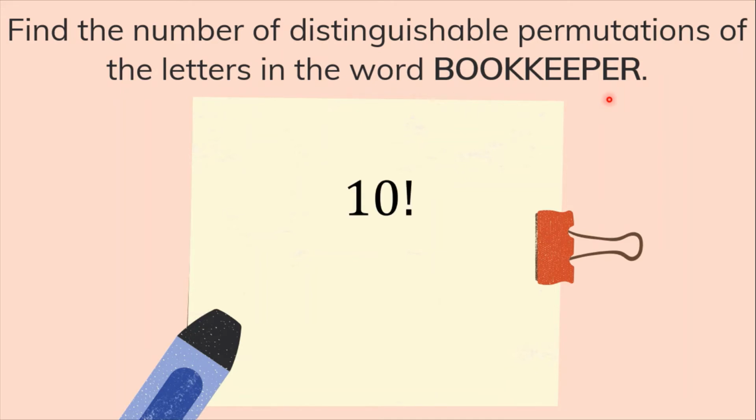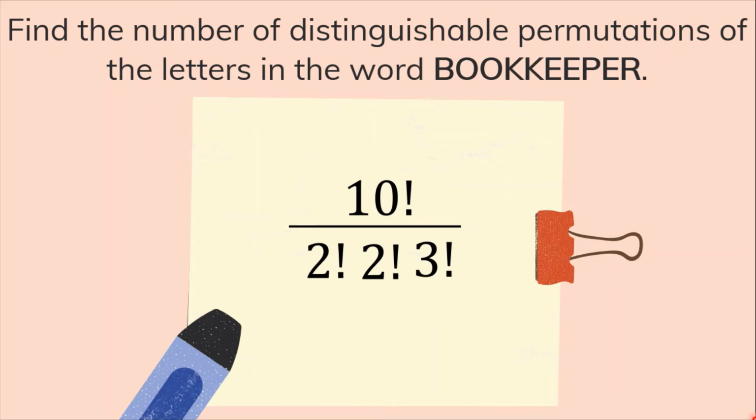Pero dun sa 10 letters na yon, merong identical letters or merong naulit na letters. So we have to divide 10 factorial by 2 factorial para sa dalawang O, 2 factorial para sa dalawang letter K, and 3 factorial para sa tatlong letter E. So we have 10 factorial divided by 2 factorial, 2 factorial, 3 factorial.